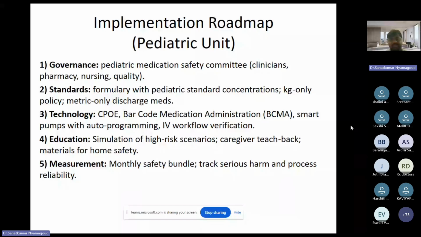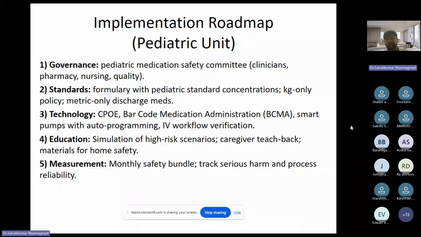IV workflow verification has to be brought to India also. And in India, you might be doing that for every disease. There is education needed, any condition education is needed. Same like here also, we need to educate all the healthcare professionals regarding high risk scenarios in the pediatric department. We need to also educate the caretakers. We should also educate the people who are available in the home regarding the patient and the medications.